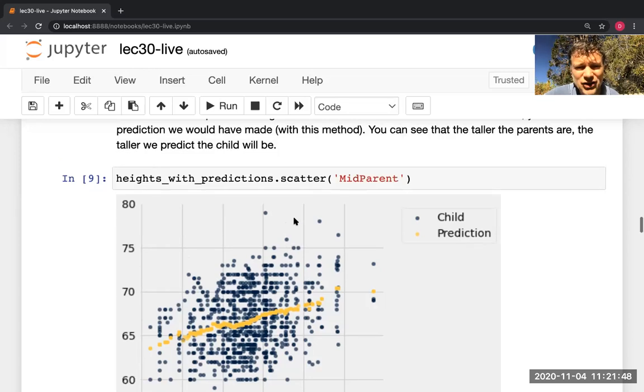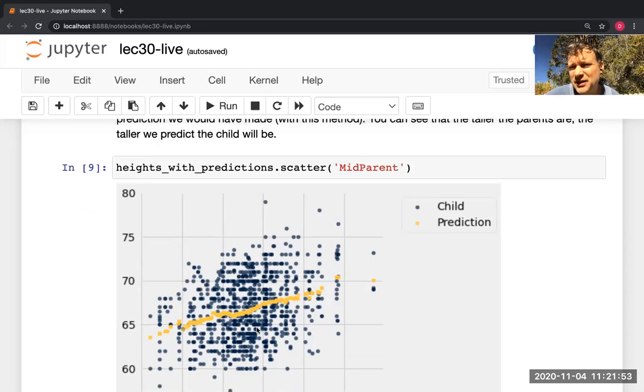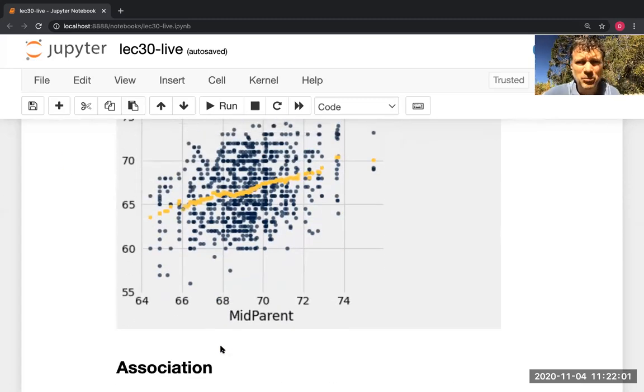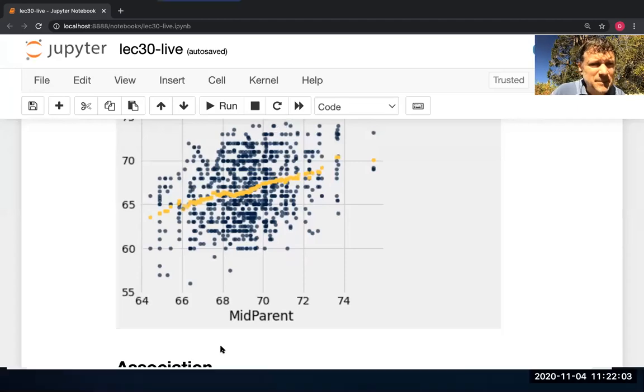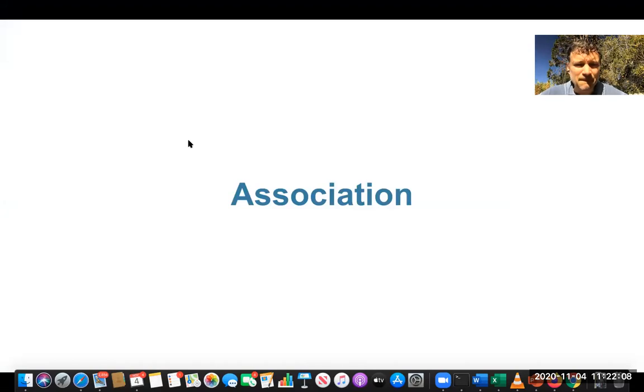So why half an inch? That was totally arbitrary. It was just an arbitrary notion of similarity. I could have chosen plus or minus 1 inch. It's just an arbitrary decision. There's really no justification I can give you for that. Okay. So that's a method you could use for prediction.